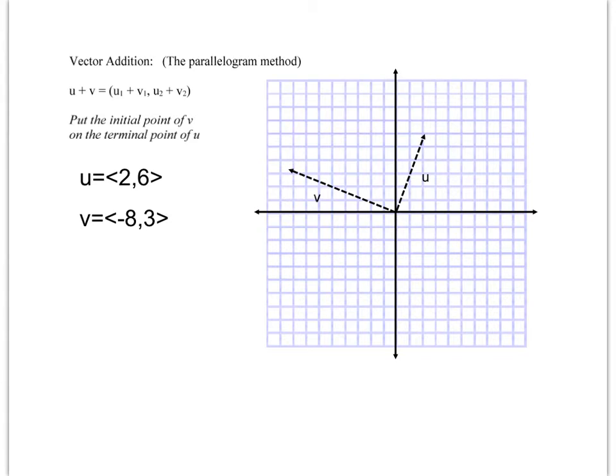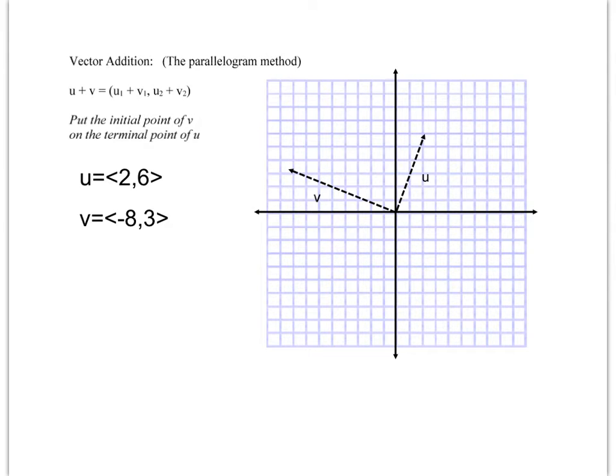So if I look at these two vectors, I've got vector u in component form. It's right here. The initial point is at 0, 0. The terminal point is at 2, 6. I've got vector v, which is at -8, 3. So the initial point, again, is at 0, 0. These vectors are both in standard position. We would consider this a first quadrant vector. This would be a second quadrant vector, right? So this vector right here, its terminal point is at -8, 3.